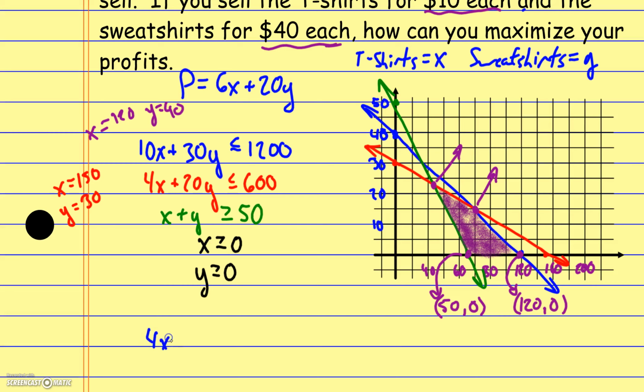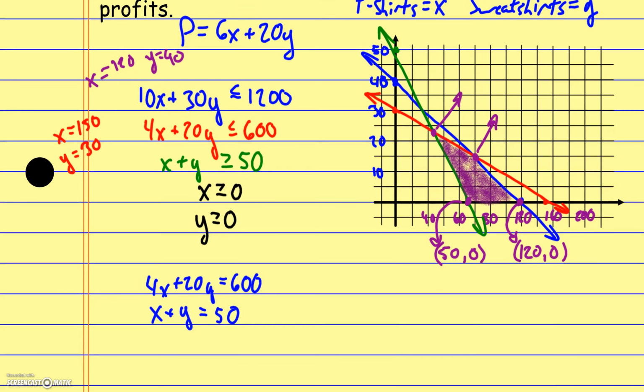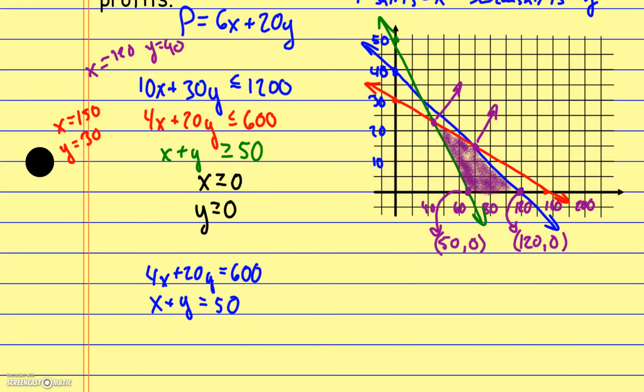The red line is 4x plus 20y equals 600, and the green line is x plus y equals 50. I have to solve this system of equations to find those intercepts. The first thing I would do is divide the entire first equation by 4, which leaves me with x plus 5y equals 150.